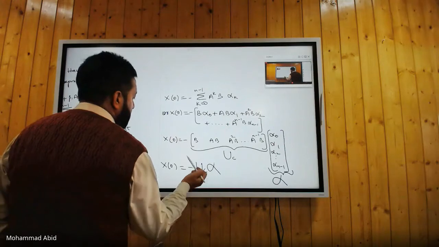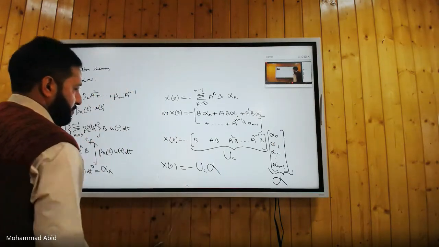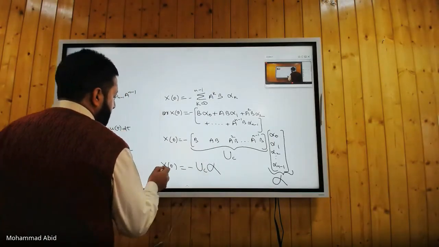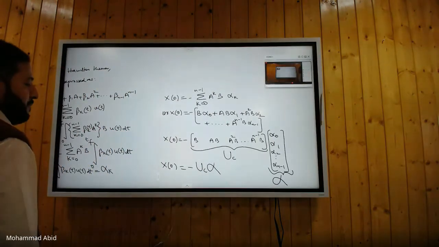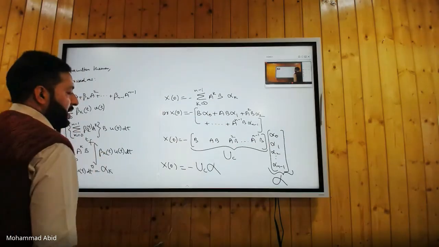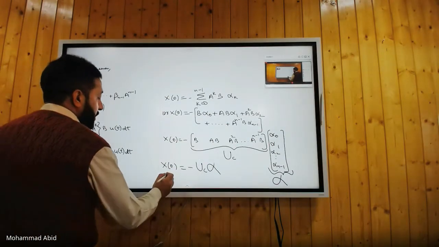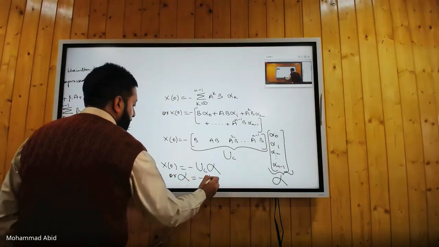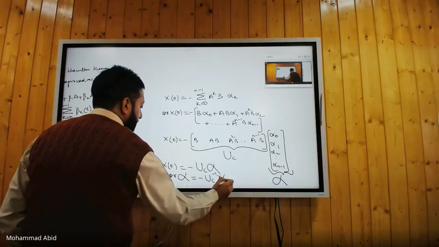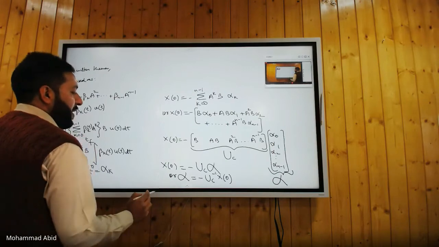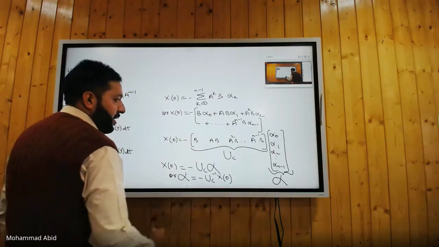Now, what will be the condition for the existence of this alpha? If I want to evaluate alpha, I have to pre-multiply this on both sides by UC inverse, isn't it? So to obtain alpha, what will alpha be equal to? This big alpha will be equal to minus UC inverse x naught. So this actually implies that alpha can be evaluated only if this UC is an invertible matrix.